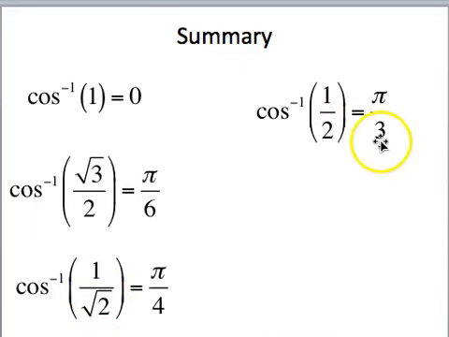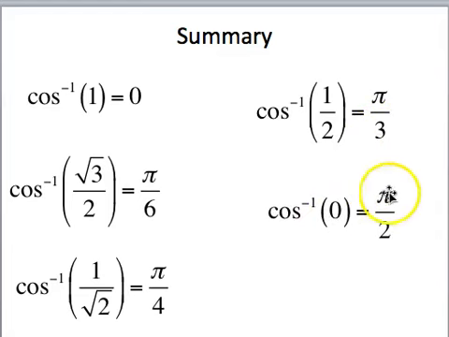Inverse cos of 1/2 is pi over 3 because the cos of pi over 3 is a half. And the inverse cosine of 0 is pi over 2 because the cos of pi over 2 equals 0.